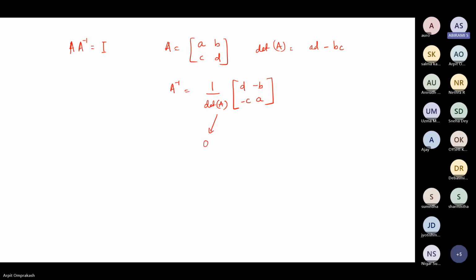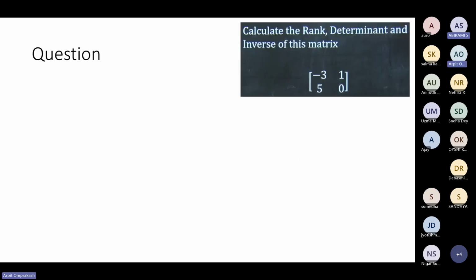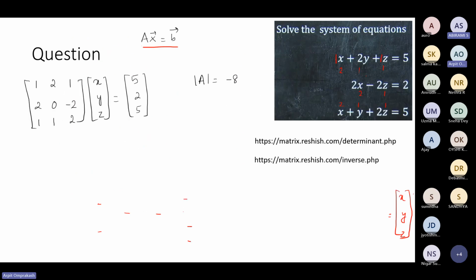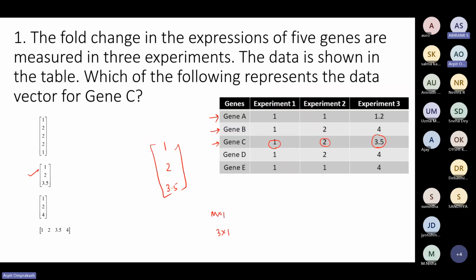Please spell again the first question. First question. Yes. Practice question first one, right? Or the question, this one? Yes, yes.